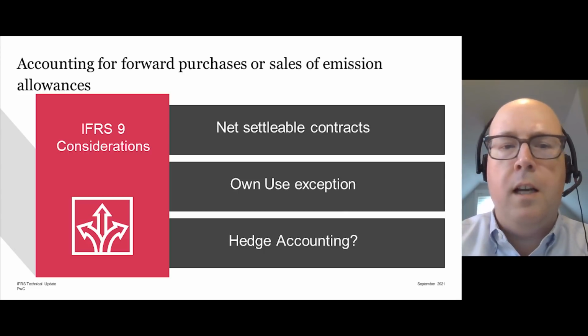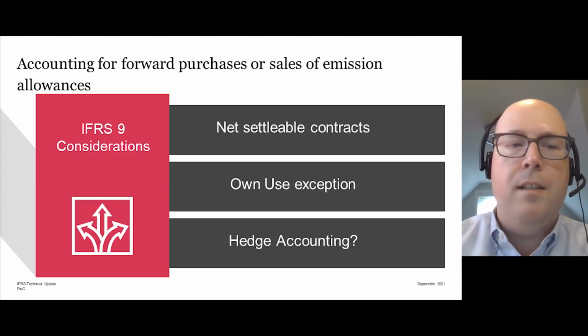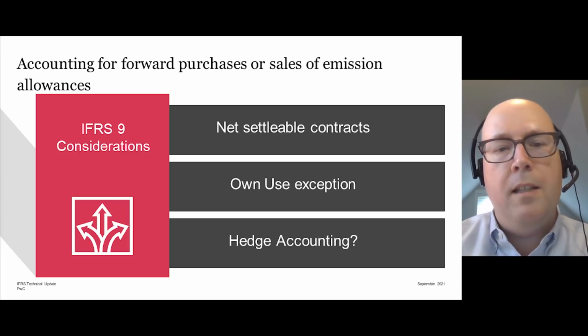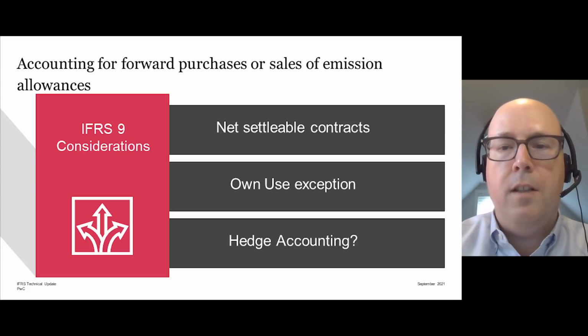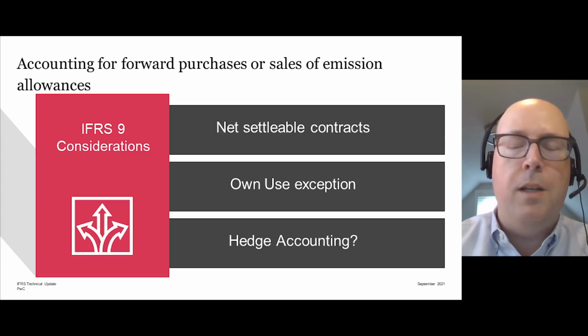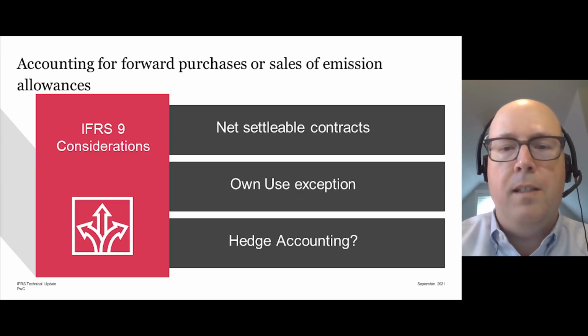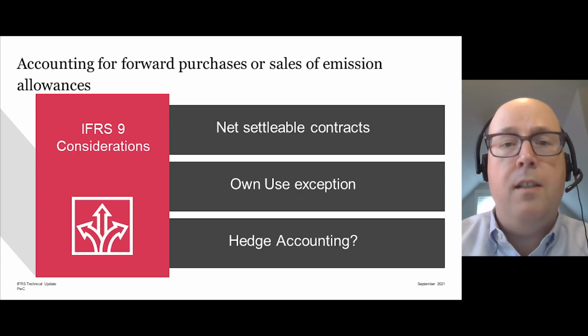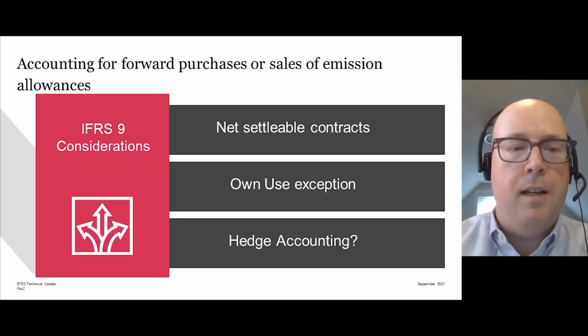Forward purchase or sale contracts are treated in a variety of ways for accounting purposes, depending on the facts and circumstances. The main question when accounting for these contracts is whether they fall within the scope of IFRS 9 financial instruments, which applies to contracts to buy or sell a non-financial item, where the contracts can be settled net in cash or another financial instrument, or by exchanging financial instruments. Often these are referred to as net settlable contracts. Contracts to buy or sell emissions allowances could be examples of these types of contracts.